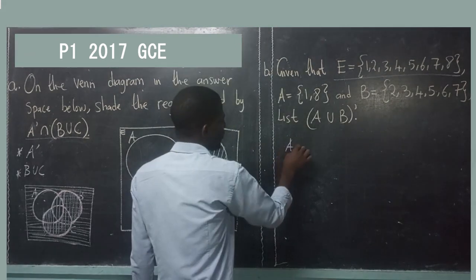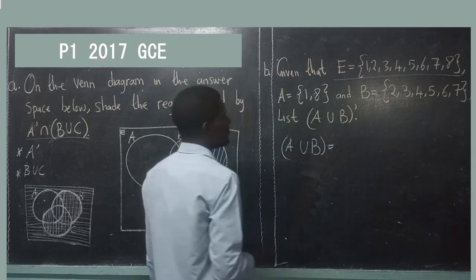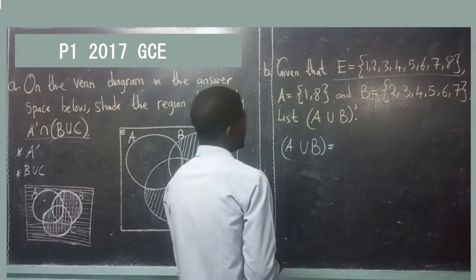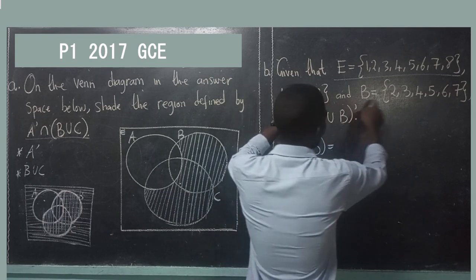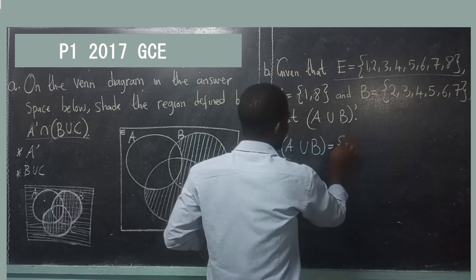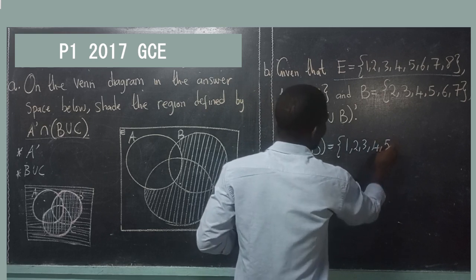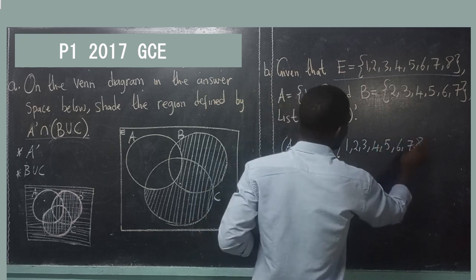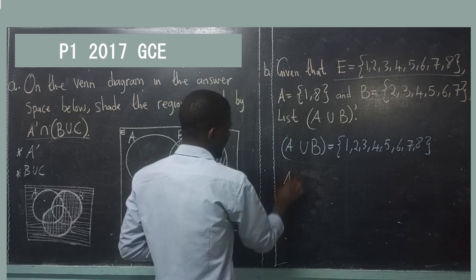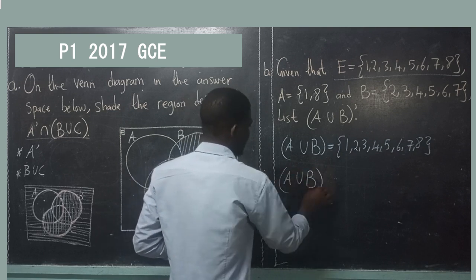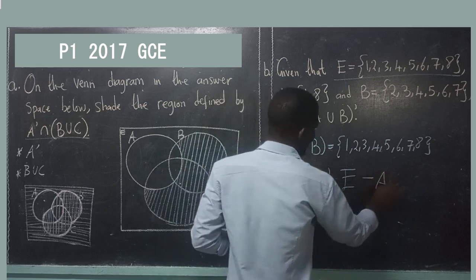Let's be able to know what is A union B on its own. Let's list A union B. A union B is everything in A combined with everything in B. That will be 1, 2, 3, 4, 5, 6, 7, and 8. That is our A union B. So for us to find A union B complement, we use the formula universal set minus A union B.